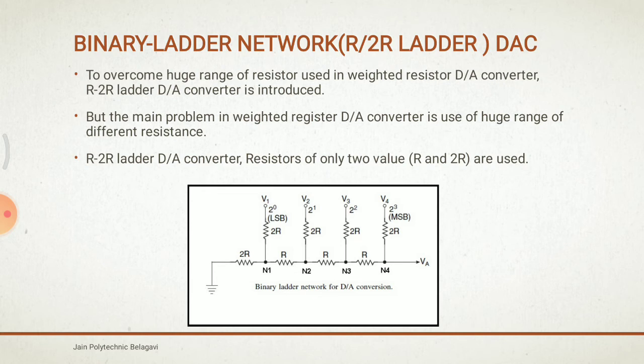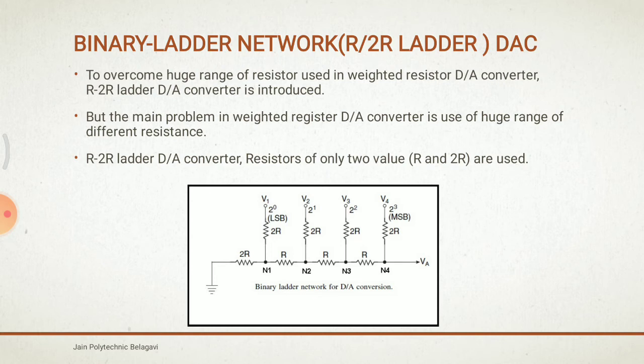But the main problem in the weighted resistor DAC is the use of a huge range of different resistances. Suppose we have to design an 8-bit weighted resistor digital to analog converter, then we need the resistance values 2 raised to 0 into R, plus 2 raised to 1 into R, and so on up to 2 raised to 7 R. So the largest resistor corresponding to the bit B8 is 128 times the value of the smallest resistor corresponding to B1.